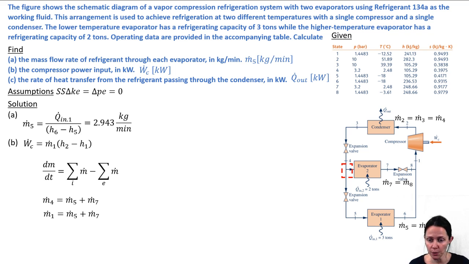I also maybe want to switch things around to where it's in terms of m dot 1. And let's see, so I know m dot 5. I need m dot 1, which means I need m dot 7, and for that I'm going to do an energy balance on the second evaporator. So if I plug things in, I can get that mass flow rate.